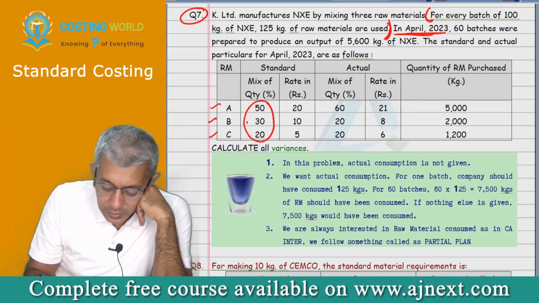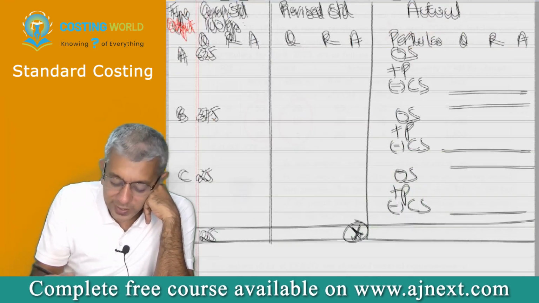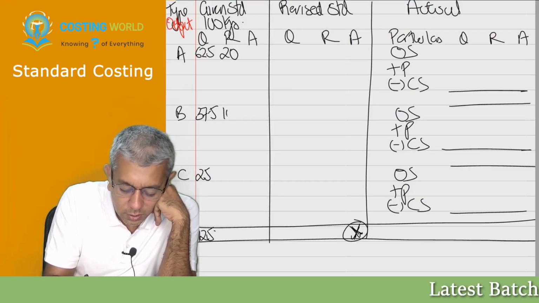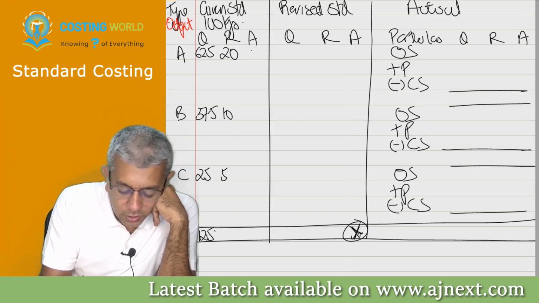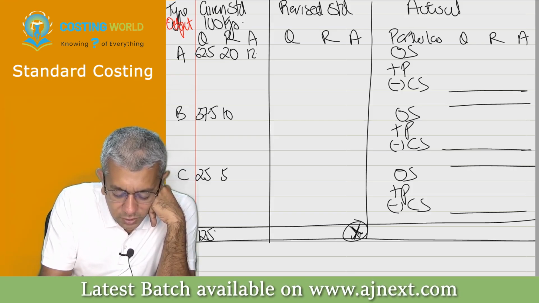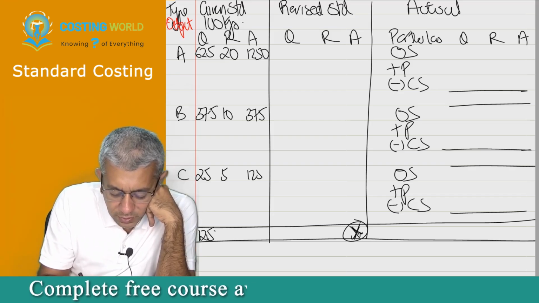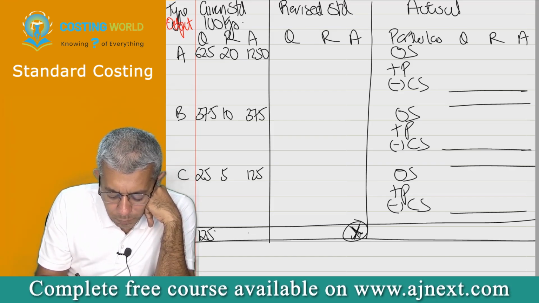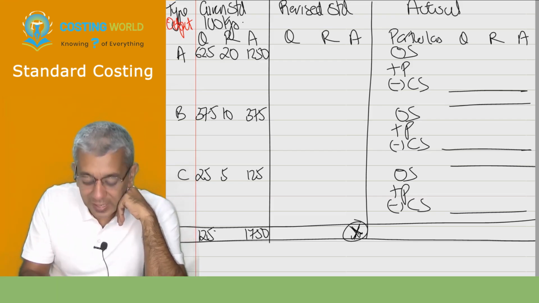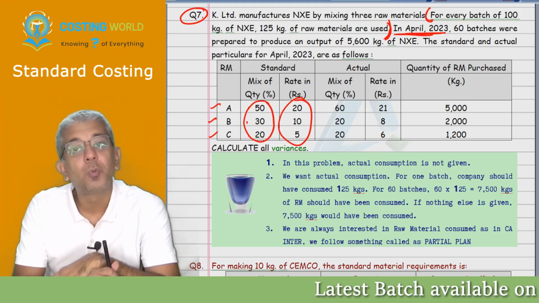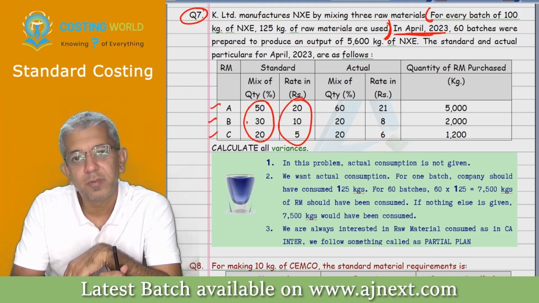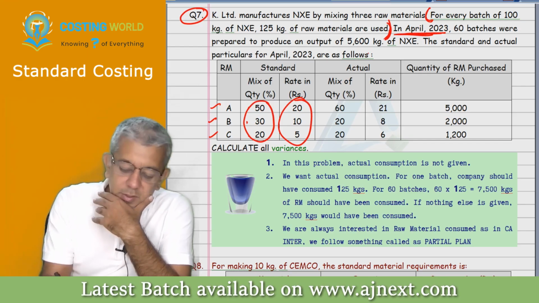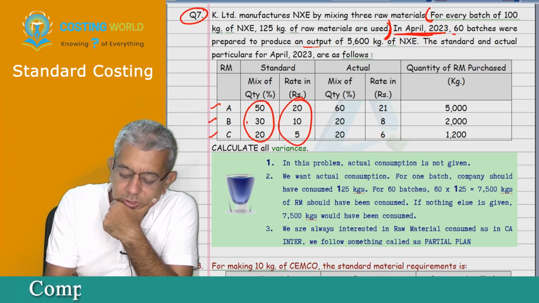They should have been purchased at what rates? 20, 10, 5. So therefore this will be 1250, 375, 125. Total is how much? 1750. Now see. Now in reality, what was the output in this particular question? Everybody will tell me. 5600. Okay, this was the output.